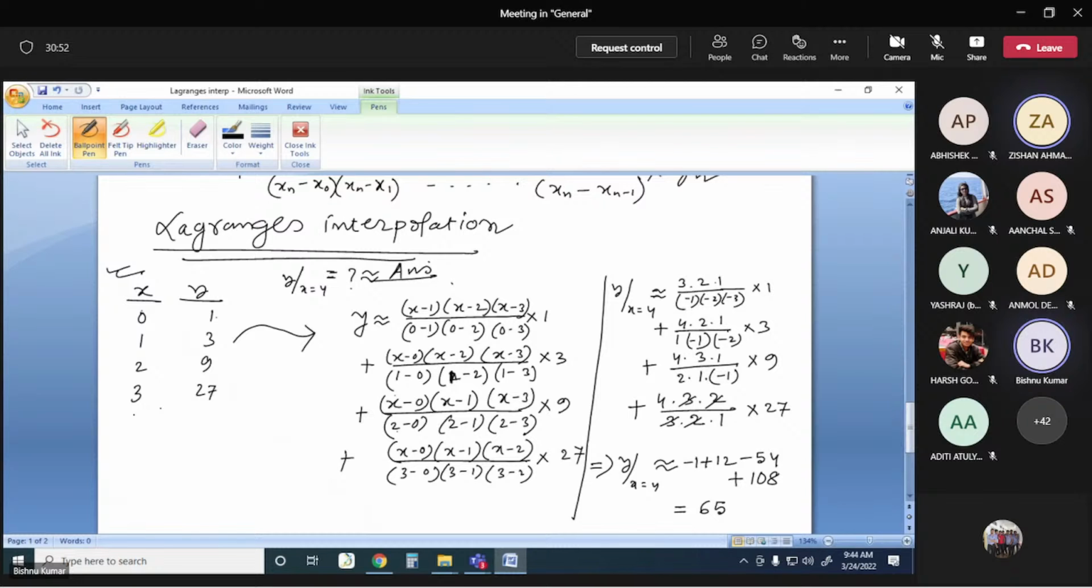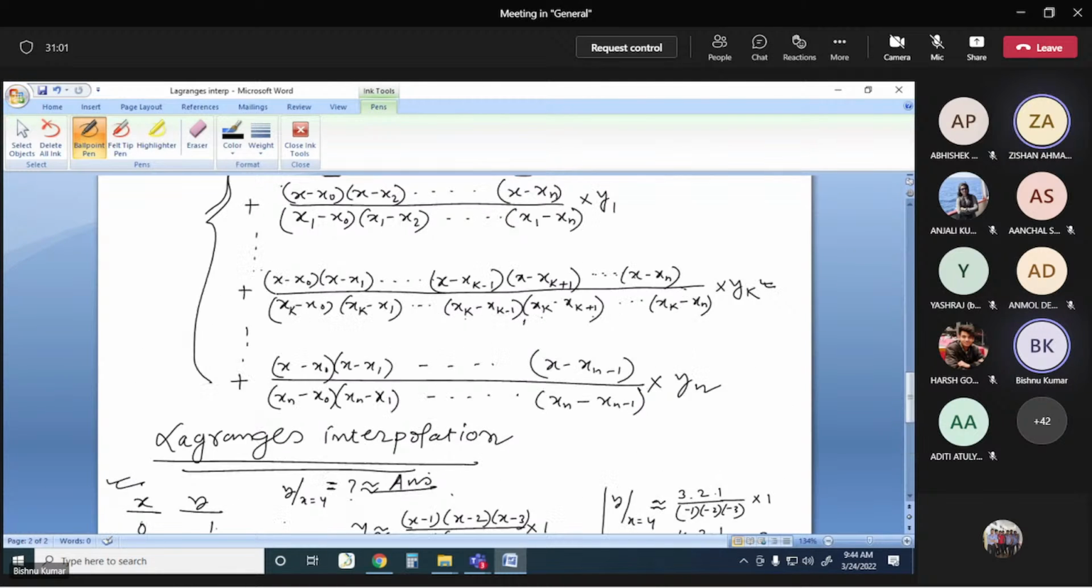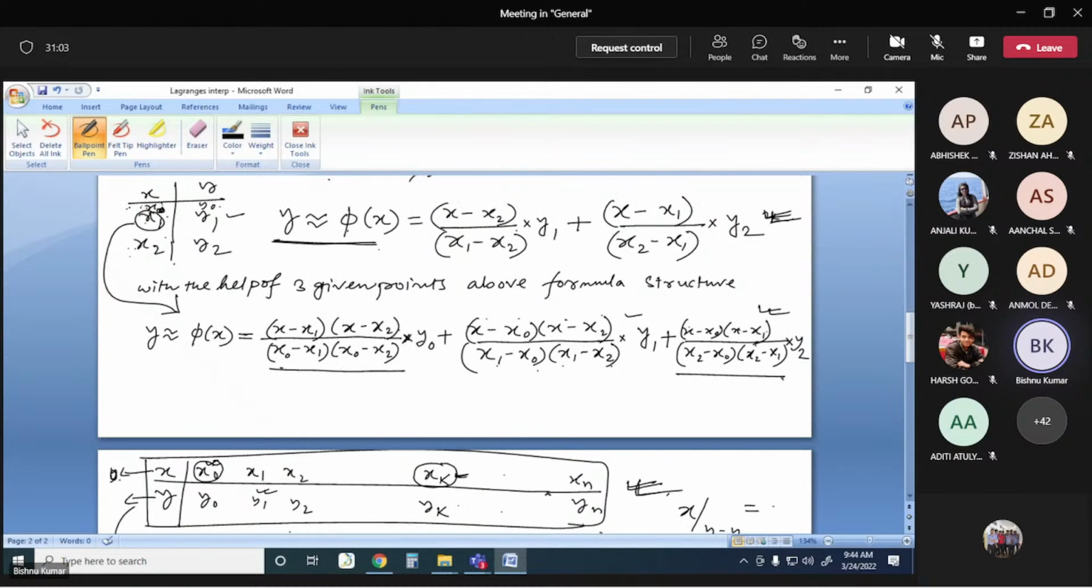Excuse me, sir. Yeah, you can ask. Sir, this is only applicable for equally spaced data set. No, this is applicable for equal space and uneven space, for all elements, and that is also a plus point.